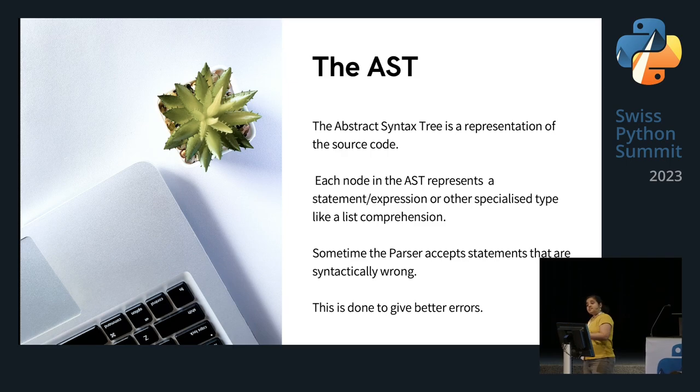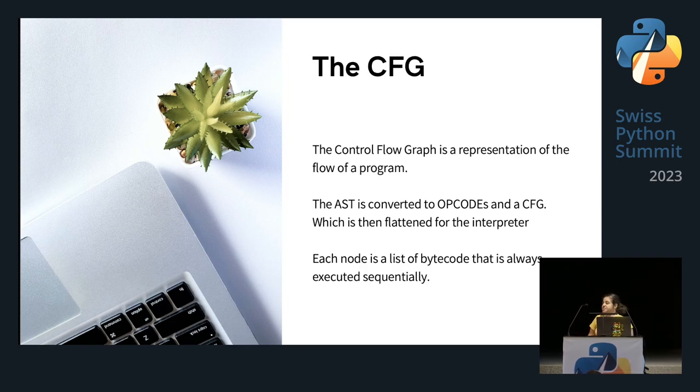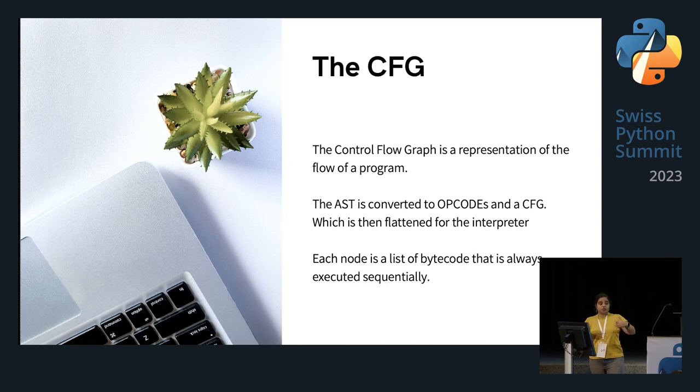The specific parser that we use to do this and generate the AST is called PEG. If you want to later look into it, it's the parsing expression grammar. And you rewrite that grammar, and then you get good errors. Hopefully, you get no errors. Which is then converted into the control flow graph along with the list of opcodes.